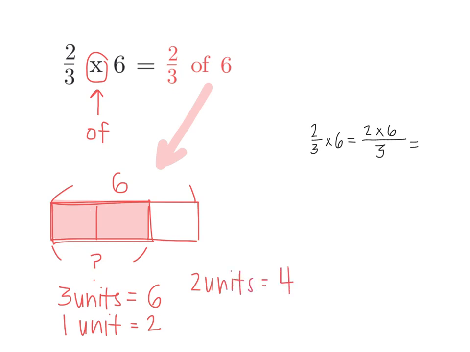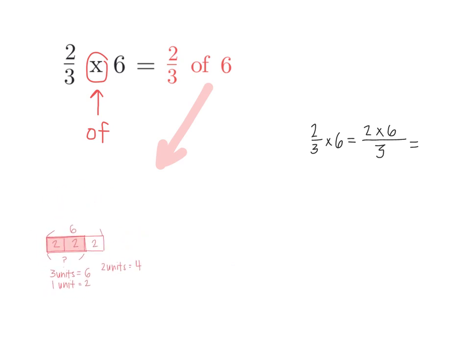So what's 2/3 of 6? Four. Because this one is worth 2, this one's worth 2, and this one's worth 2. Do you see how each section was worth 2, the whole thing would be worth 6? And 2 of them is worth 4. So therefore, 2/3 of 6 is 4. Great. Now, let's think of it another way.